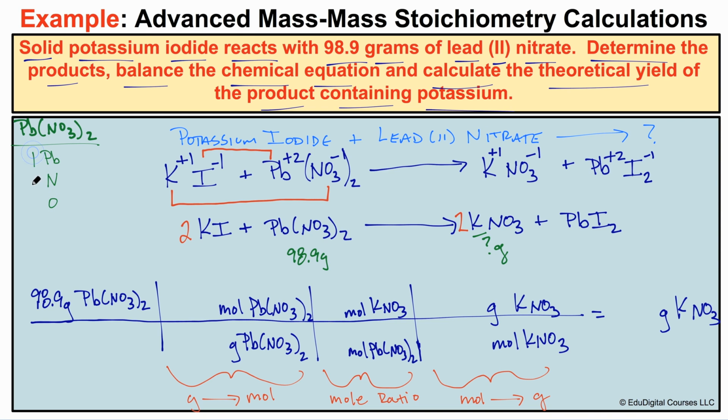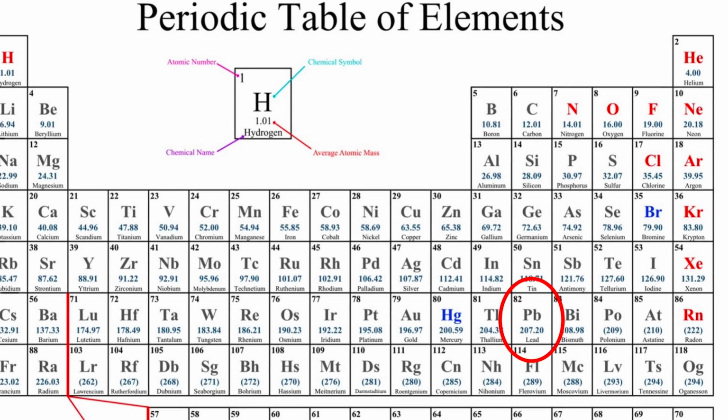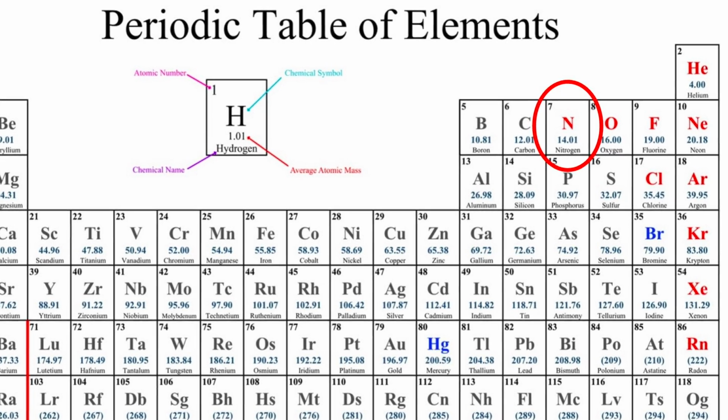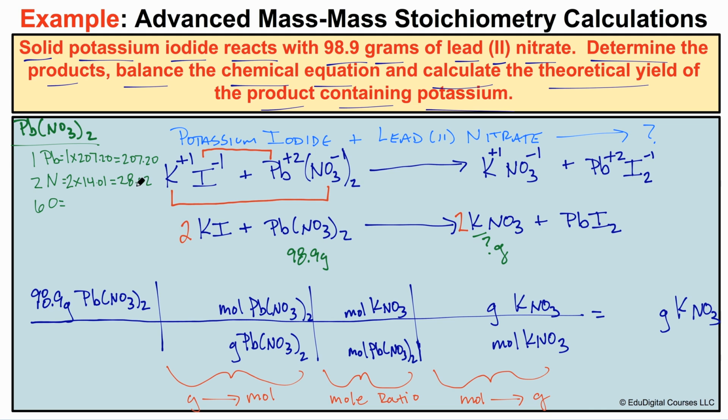We have 1 lead here, 2 nitrogens, and 6 oxygens. And so what we have to do is take 1 times the molar mass of lead, which if we look on that periodic table of elements that just popped up is 207.20. We're then going to take 2 times the molar mass of nitrogen, which is 14.01 if we look on that periodic table of elements, and we're going to get 28.02.